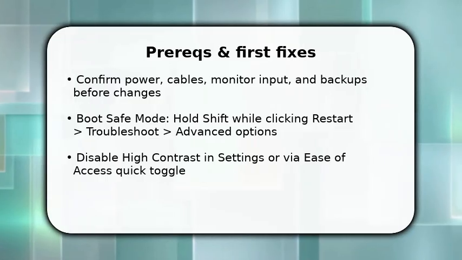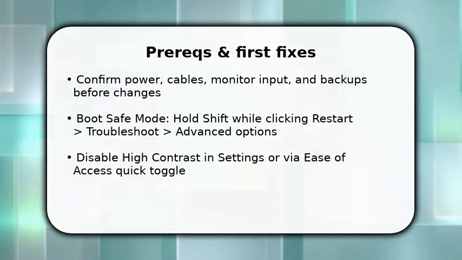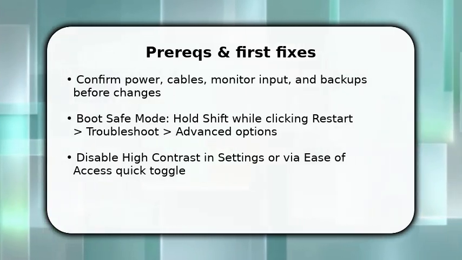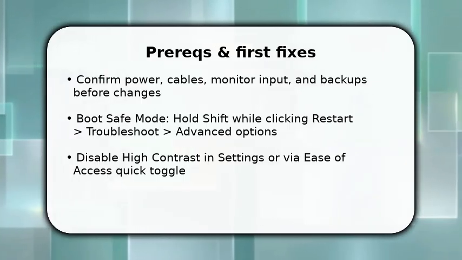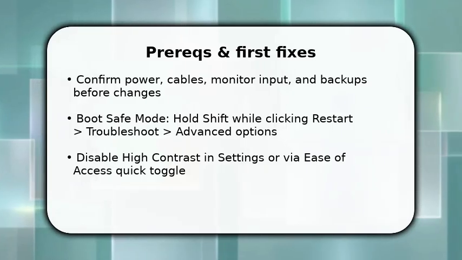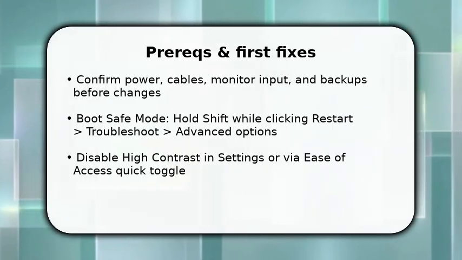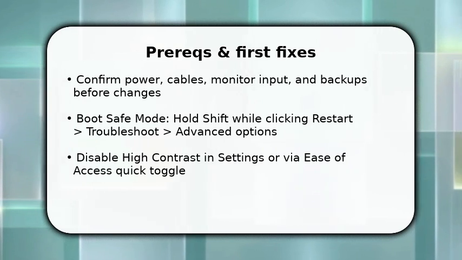In safe mode, open Settings, Accessibility, and turn off High Contrast. This removes the accessibility theme that causes the black screen. Make sure to sign out and back in after toggling. This forces Windows to reapply the normal theme and resets display-related registry entries.